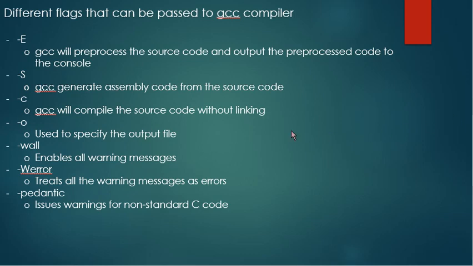You can also use this flag, which is Wall. So it starts with capital letter W, so WALL. This enables all warning messages. Then you also have this other one, which treats all warning messages as errors. Then you also have pedantic, which issues warnings for non-standard C code.